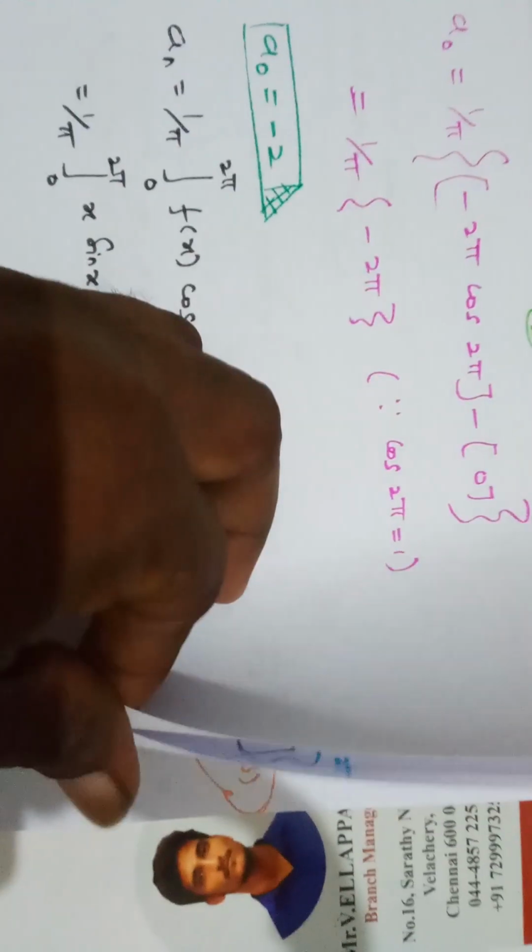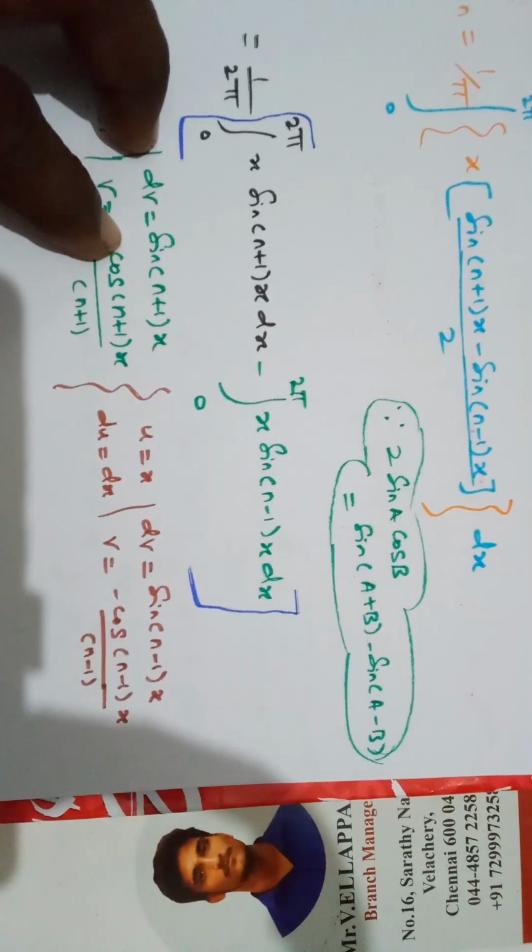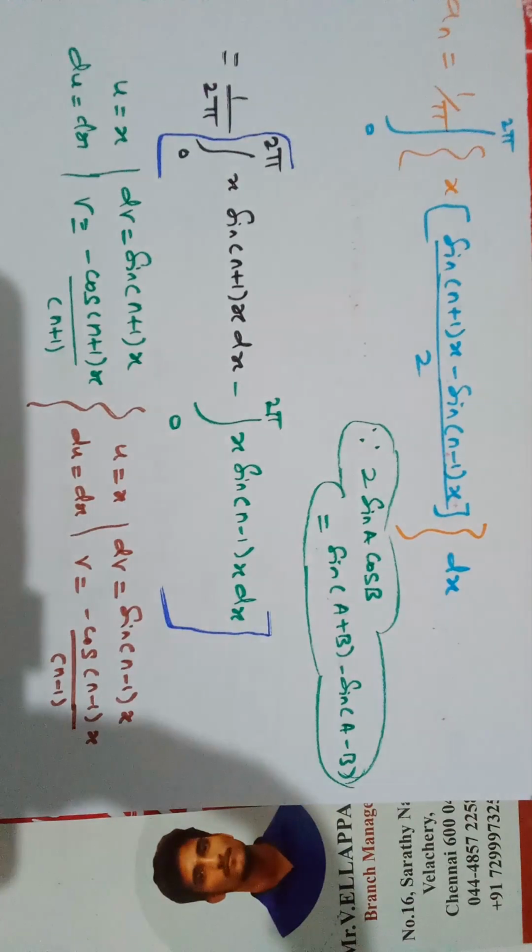So this is the formula to find the answer. a n equal to 1 by pi integral from 0 to 2 pi x into sin(a plus b) plus sin(a minus b), by 2. So on the right side I have written the formula. So this is the original formula. So here a is equal to 1, b equal to n. Then 1 by 2 pi integral from 0 to 2 pi x into sin (n plus 1) x dx, plus integral from 0 to 2 pi x into sin (1 minus n) x dx.